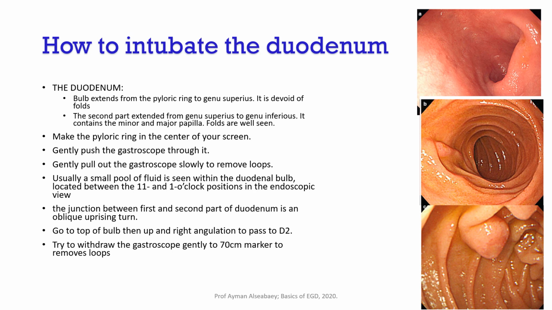Now we come again to the intubation of the duodenum. I said that to intubate the duodenum well, the distance from the incisors should range from 60 to 70. If you are facing the pyloric ring and the distance is more than 60 or 70, this means that you made a large loop in the stomach, and it is common with obesity, gastric outlet obstruction, and J-shaped stomach. Here, you should correct this loop because you can't navigate through the duodenum.